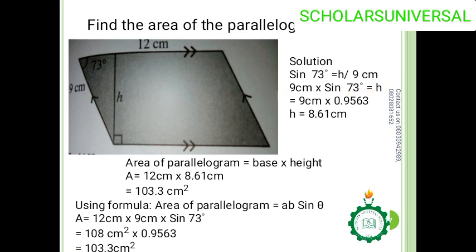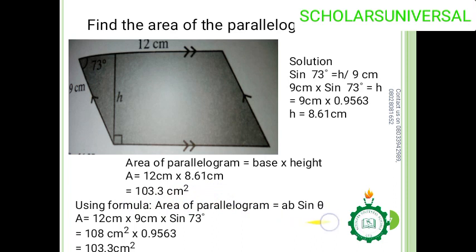Now we know sine 73 will be opposite over hypotenuse, and the opposite is H over 9 centimeter. So 9 centimeter times sine 73 degree gives the height. If you check the four-figure table, sine of 73 gives you this. So the height is 8.61 centimeter. Is that taken? Alright, so area of parallelogram will be base times height. Use the value you've gotten here to multiply the base, and that is 103.3 centimeter square.